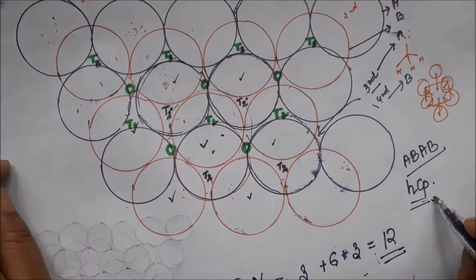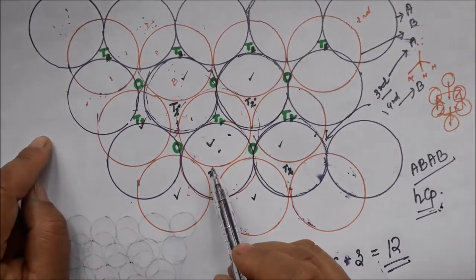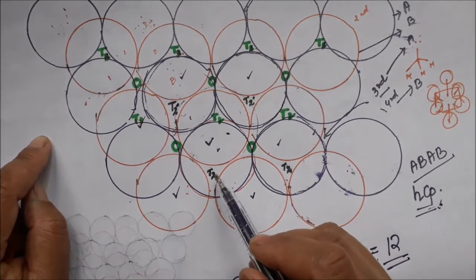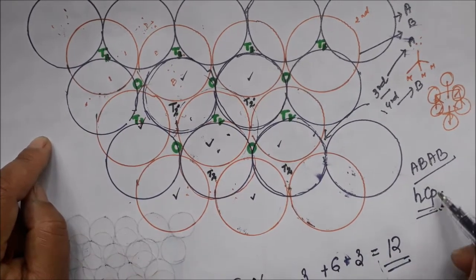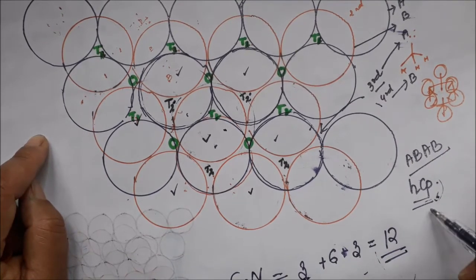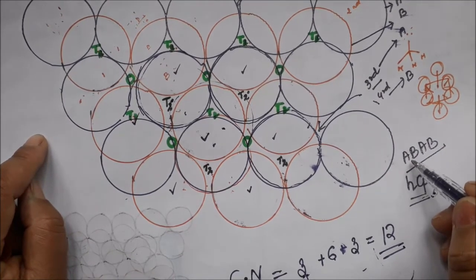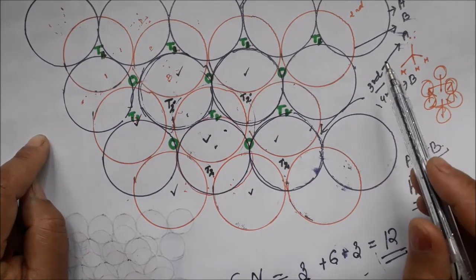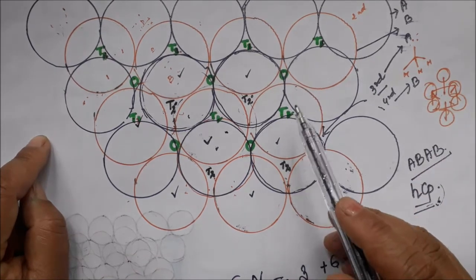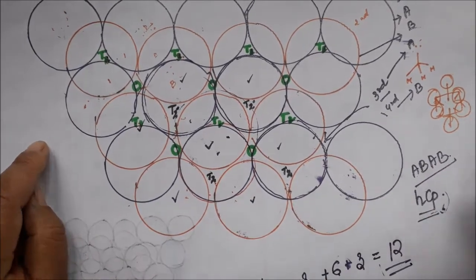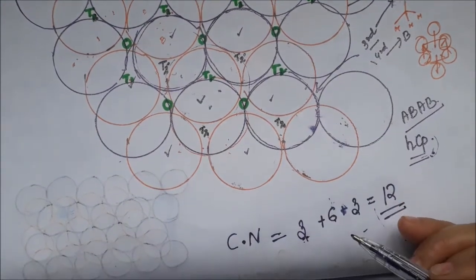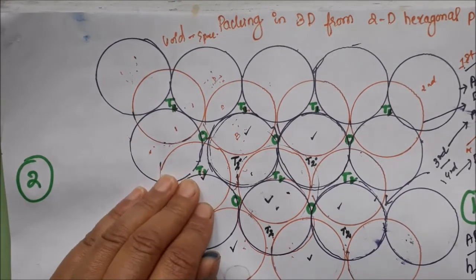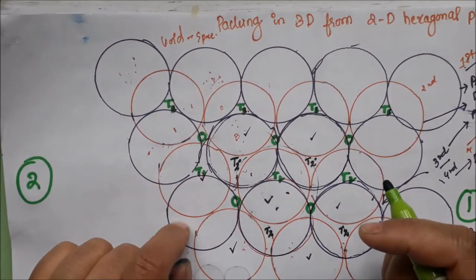Again, HCP, how do you get it? When the tetrahedral void of the second layer is covered by the spheres of the third layer, we get the HCP type of packing. And here it is said to have AB type of packing, because the alignment of particles of the first layer is similar to that of the third layer, and the second layer is similar to the fourth layer, and the coordination number here is 12.